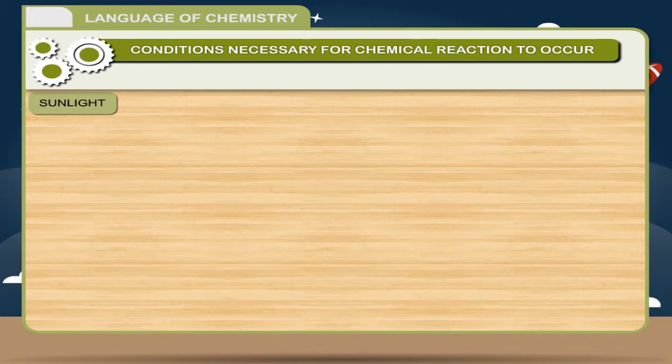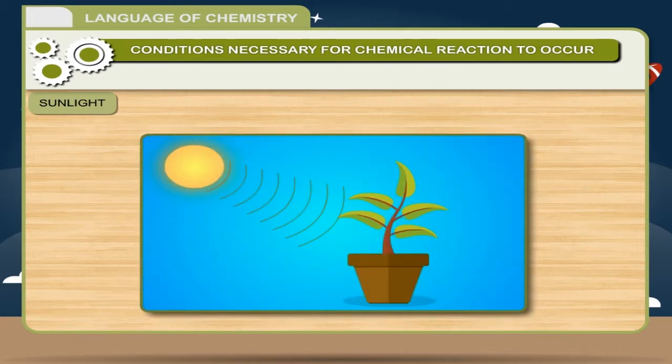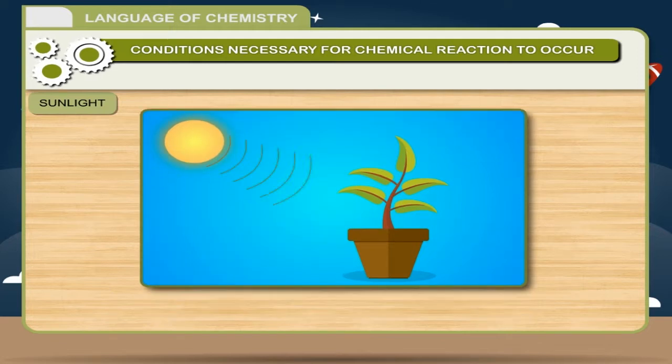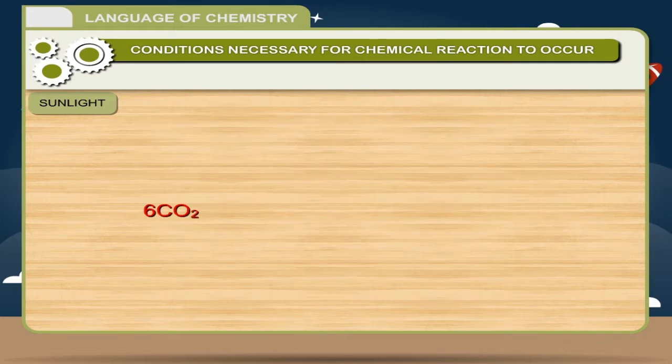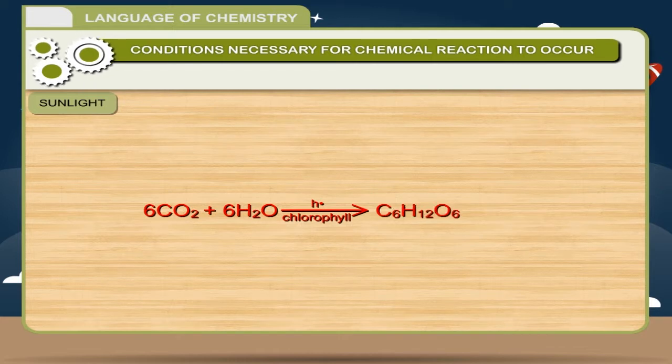Sunlight. Some reactions occur in presence of sunlight only. These are called photochemical reactions. Most common example of this is the photosynthesis reaction. 6CO2 + 6H2O, in presence of chlorophyll and sunlight, gives C6H12O6 + 6O2.